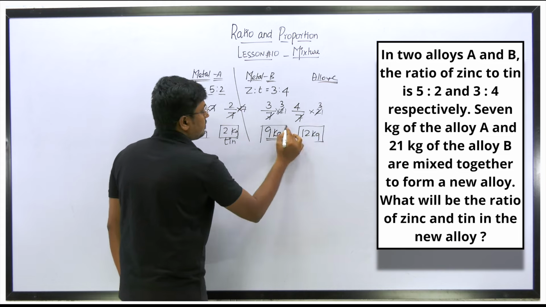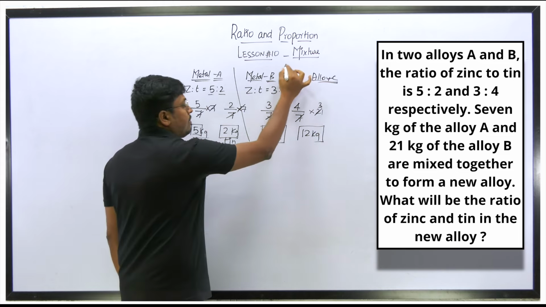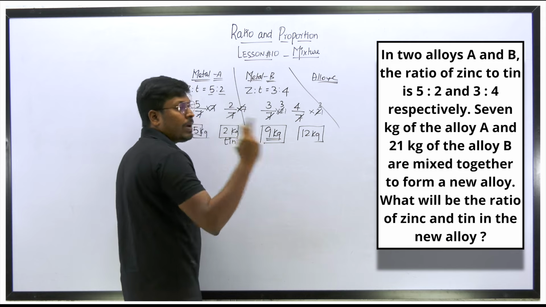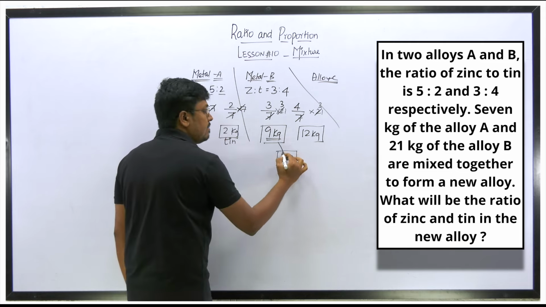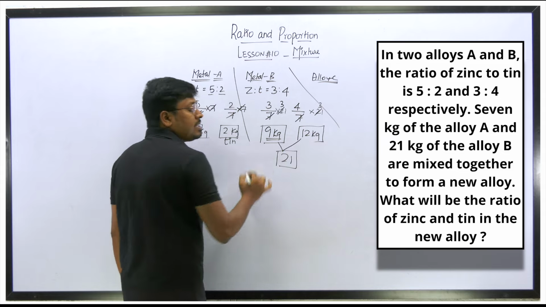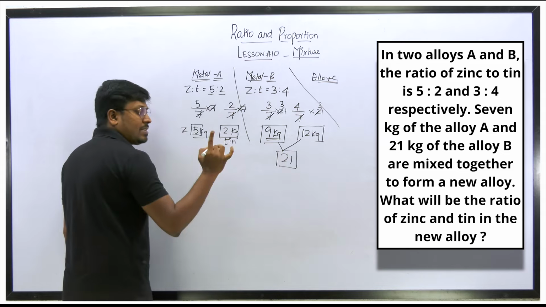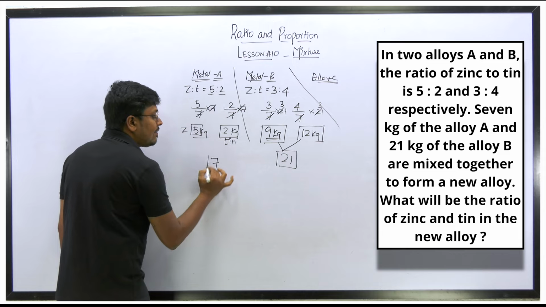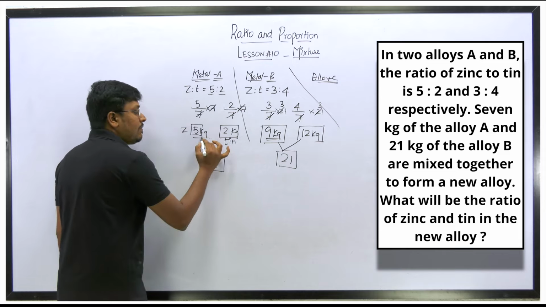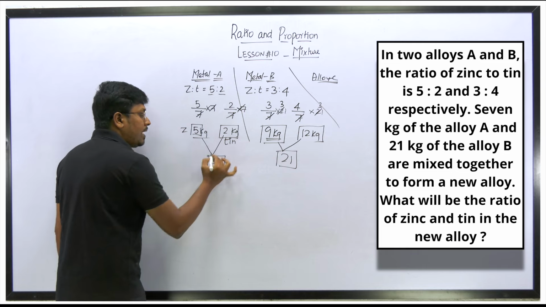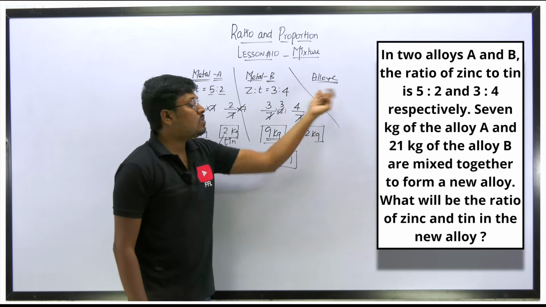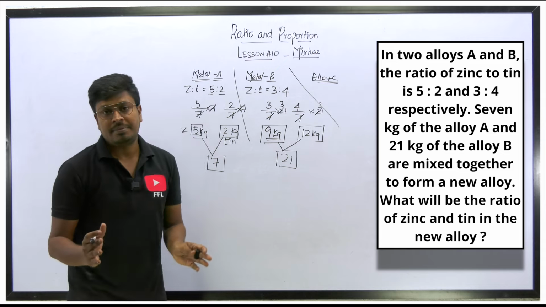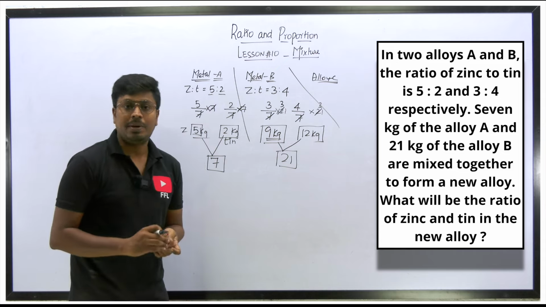So understood? Now we know that from alloy B, how many kg has been taken out? 21 kg. In this total 21 kg, 9 kg will be zinc and the remaining 12 kg will be tin. From the first alloy, how many kg has been taken? 7 kg. In this 7 kg, 5 kg will be zinc and 2 kg will be tin. Understood or not? Now we are going to add these two values to make a new alloy, that is mixture C. There our target is to find the ratio.